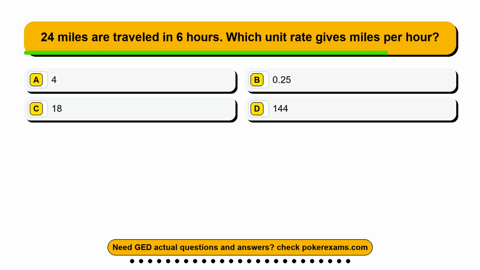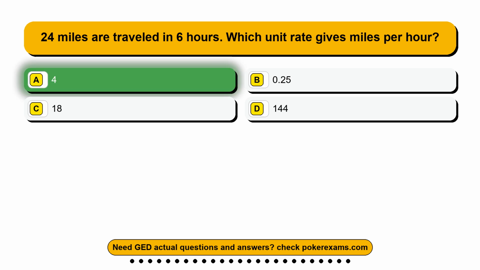24 miles are traveled in 6 hours. Which unit rate gives miles per hour? Option A, 4. Option B, 0.25. Option C, 18. Option D, 144. The correct answer is option A, 4.